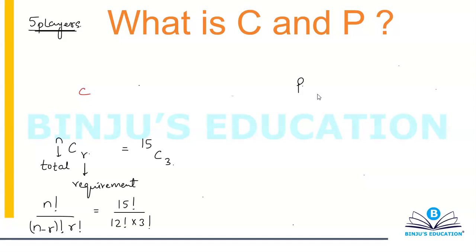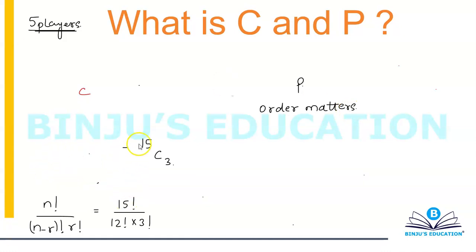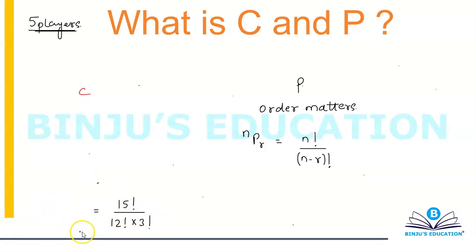So whenever the order matters, it becomes the case of permutation. The formula for permutation is given as NPR, which is equal to n factorial divided by n minus r factorial.